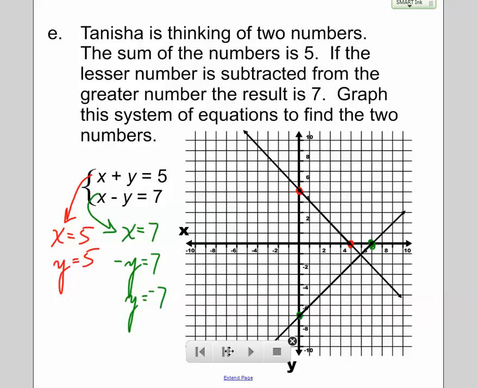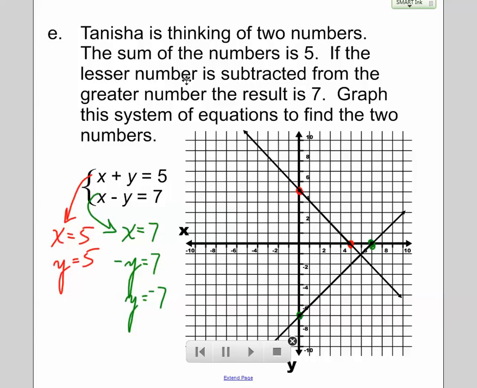Okay. Now the point where they intersect is the important point. So Tanisha is thinking of two numbers. The sum of her two numbers is 5. Well, all these points that fall on the red dotted line, the sum of all these numbers is 5. 5 and 0, 4 and 1, 3 and 2. They all add up to 5.